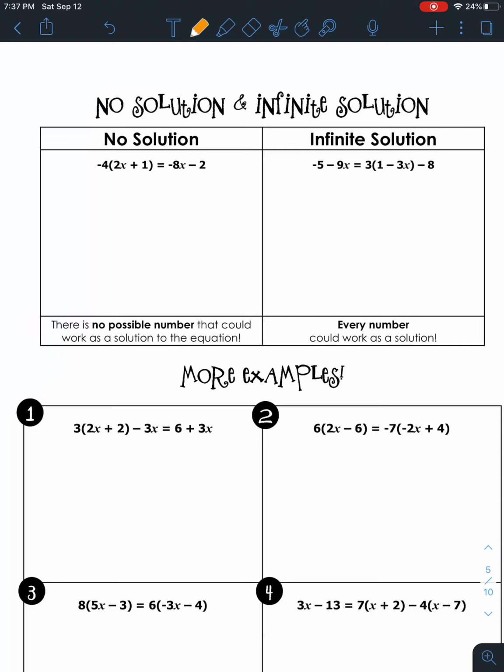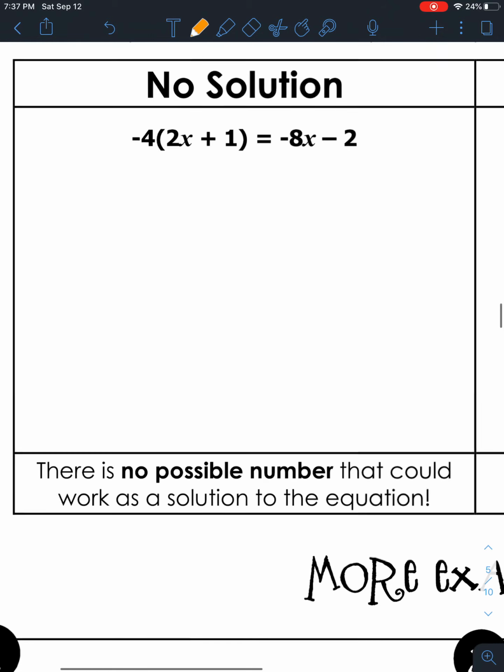Alrighty, today's lesson is going to be on no solution and infinite solutions. These are two different kinds of solutions that are different from what we've previously talked about, where x or y or whatever your variable is equals a number. These are going to look a little bit different when you get to that final step. So let's go ahead and zoom in here and see what a no solution would look like.